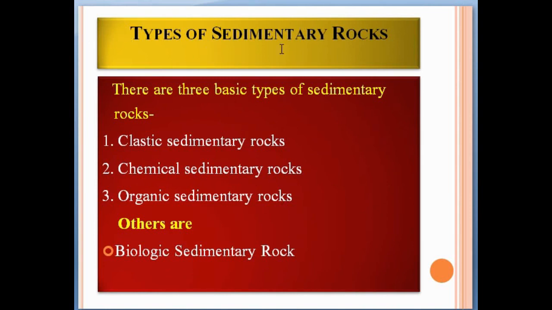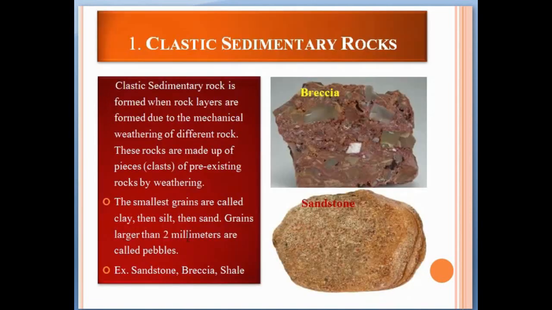Types of sedimentary rocks. So there are three basic types of sedimentary rocks, that is clastic, chemical, and organic, and others are biologic sedimentary rocks. So we learn individually the types of sedimentary rocks. First of all is clastic sedimentary rocks. Clastic sedimentary rocks are formed when rock layers are formed due to the mechanical weathering of different rocks. These rocks are made up of pieces or clasts of pre-existing rocks broken by weathering.